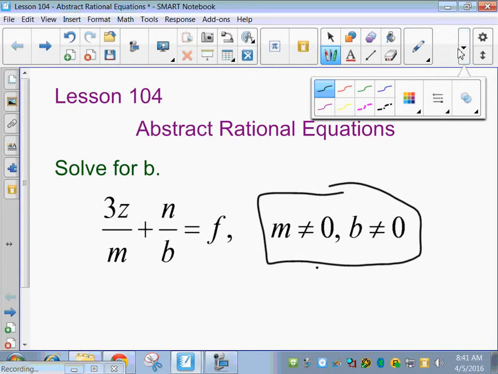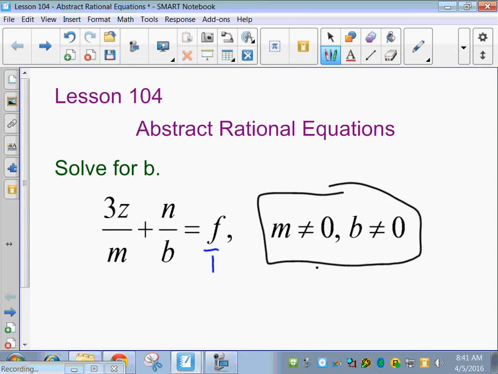So we want to get b by itself, which is kind of challenging when it's in the denominator. But first thing we want to do is fraction bust. So we want to get rid of any fractions. So we multiply by the least common multiple, or the common denominator. So m times b. I like to put this over 1, but my common denominator is still mb. So I'm going to put an mb right next to every term, because I'm multiplying every single term by mb.